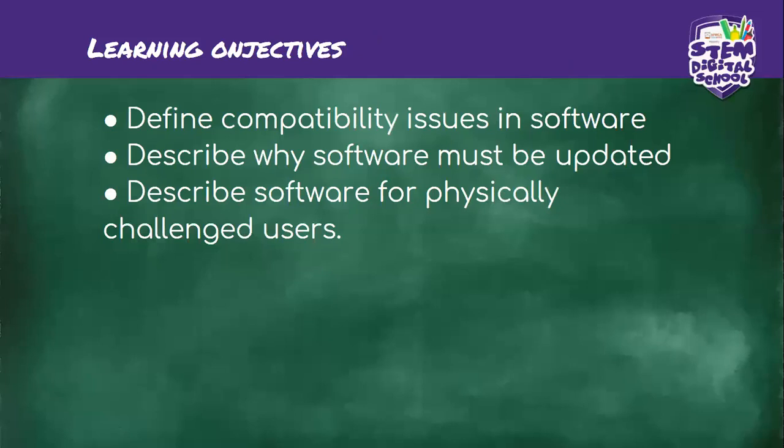Today we are going to talk about compatibility issues in terms of using software. Sometimes you might find that on platforms other than the one we know, and when we talk about a platform, we are referring to an operating system, you are not able to run some applications because of the compatibility issue. We also need to describe why software must be updated, and describe software for physically challenged users, that means people with disability.